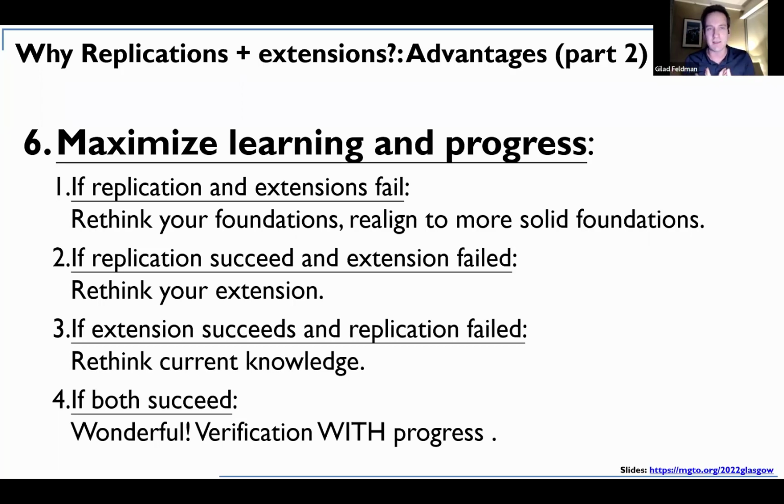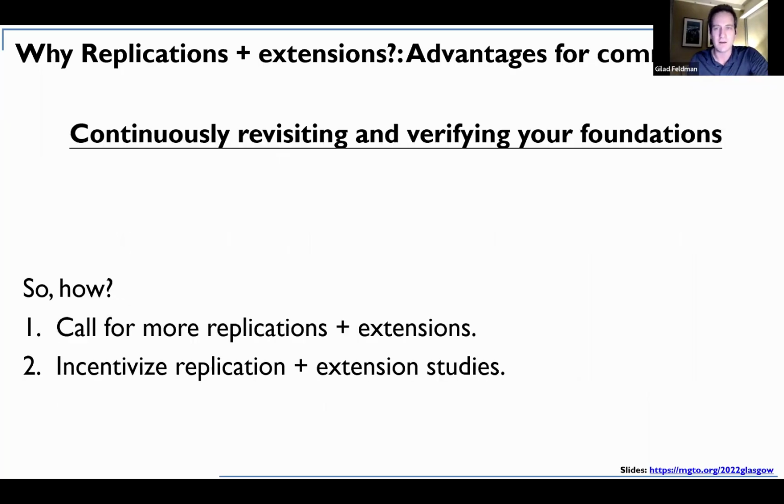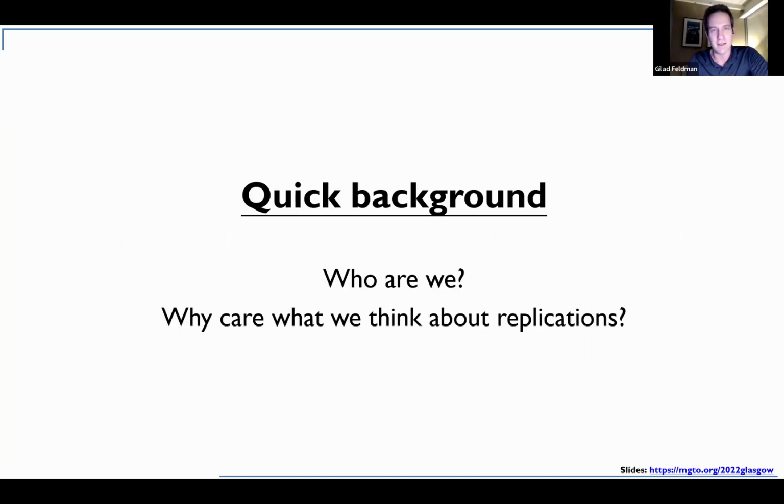If the extension succeeds, like in our case, but the replication failed, then you really need to rethink the current knowledge, perhaps run a meta-analysis, put this as a moderator, understand some of the differences between the replication and the extension. And if both of them succeeded, it's a win-win because you validated what is out there, and then you added something of your own to drive the literature forward. So this I feel like is the right direction.